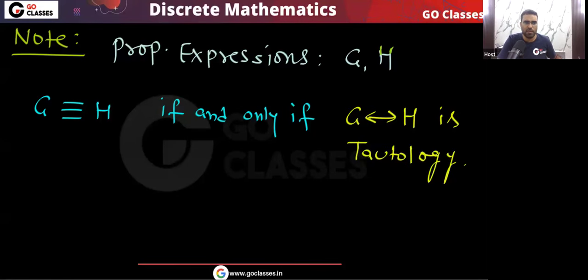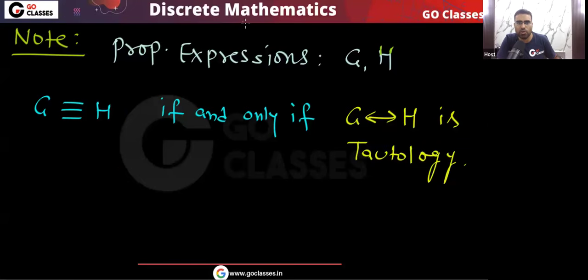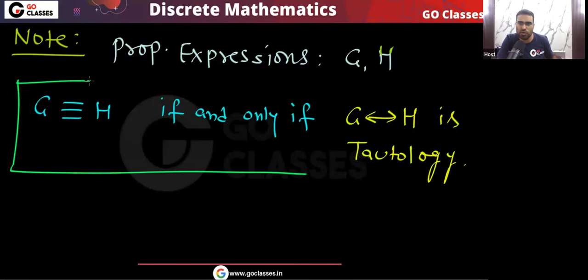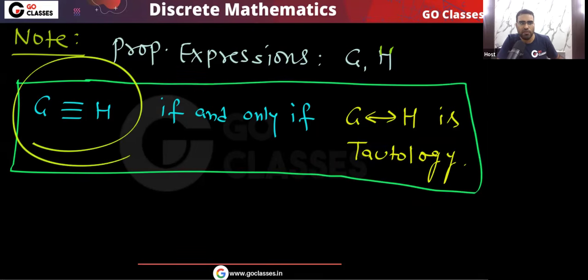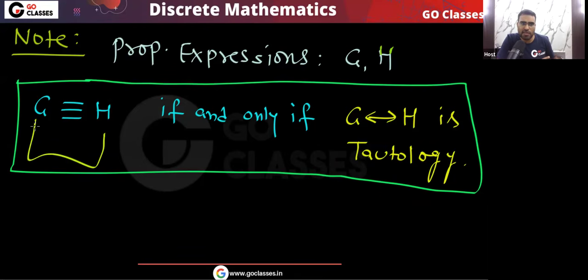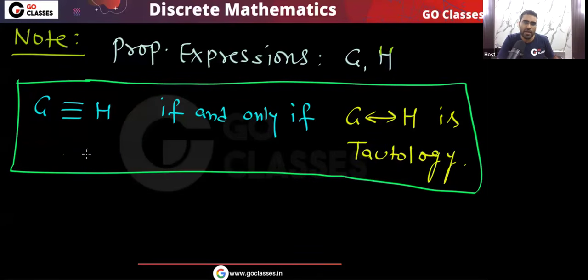Is this clear? Let me know. Very simple point: G is equivalent to H if and only if their biconditional is a tautology. If you create their biconditional, that will be a tautology. So this is another definition of equivalence. How many definitions of equivalence have we seen? We have seen many. G is equivalent to H if they have the same truth table. That is one definition. Another definition: they are equivalent if they always have the same truth value in all cases. And this is another definition: G is equivalent to H if and only if their biconditional is a tautology.